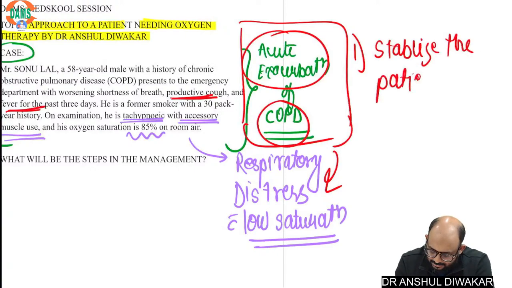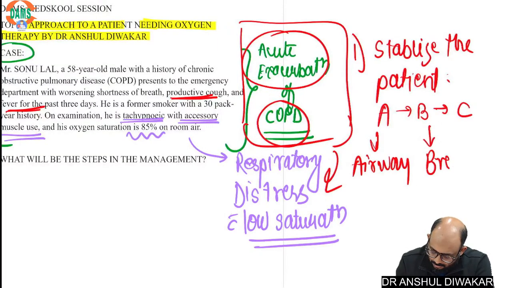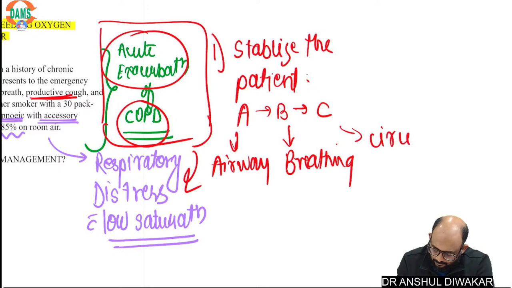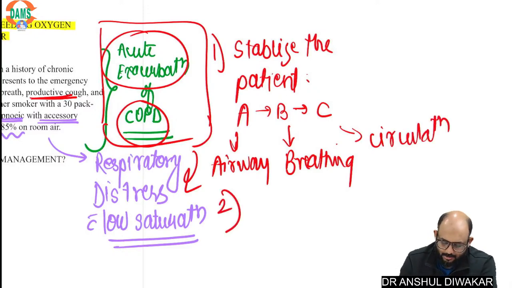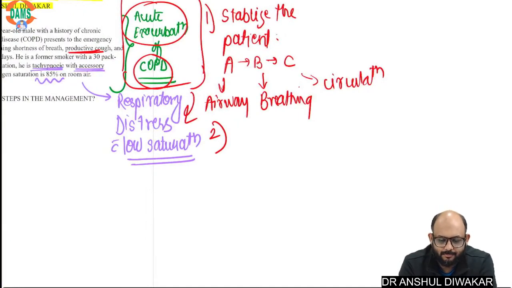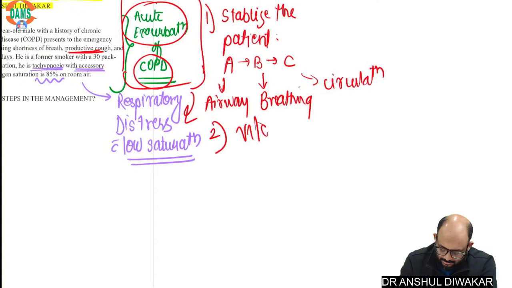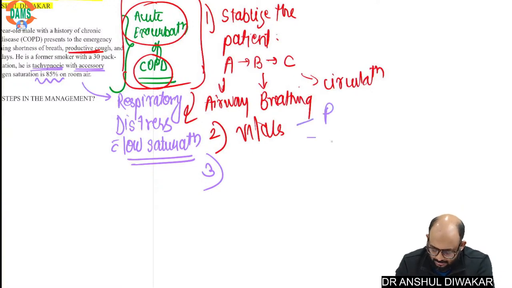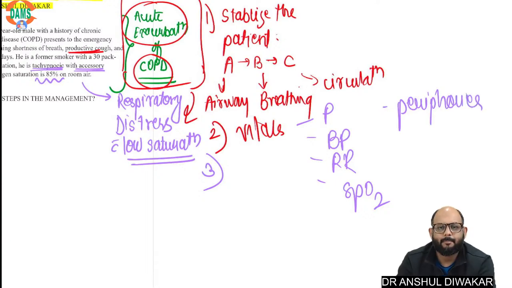Look at the ABCs of the patient. A, B, C, which is airway, breathing, circulation. Very good. First is to stabilize the patient. Very good. Then vitals. I am very happy. Now you are thinking more like what you are going to do. You will look at vitals. That would include pulse, blood pressure, respiratory rate, SpO2, peripheries, pallor, cyanosis, icterus.